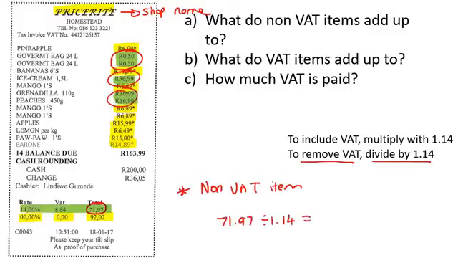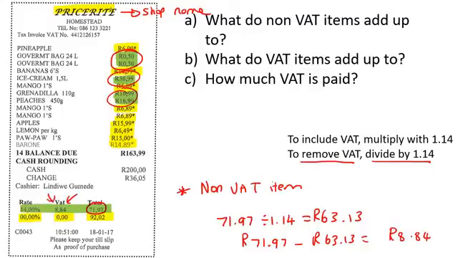I'm using 0.14 and not 0.15 because we're using 14% on this till slip. And so that's going to give you 63 Rand and 13 cents. So how much VAT was added on those items? Well, you could say 71.97 minus 63.13, and that'll give you 8.84. And that is how much VAT was added.